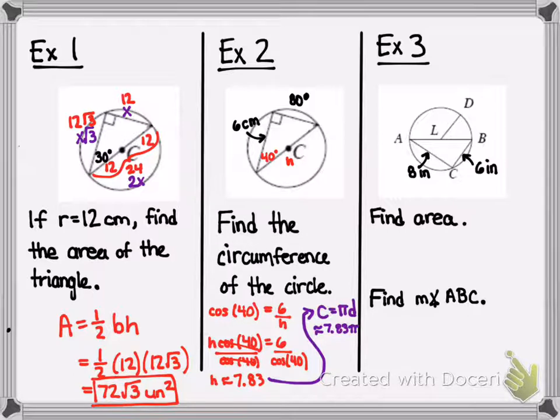final rounded answer. Keep in mind though, you should probably use that second answer feature and pull the exact answer as much as you can instead of this rounded 7.83. So when I do that, I get 24.61 centimeters. So that's the circumference. Last but not least, example number 3.